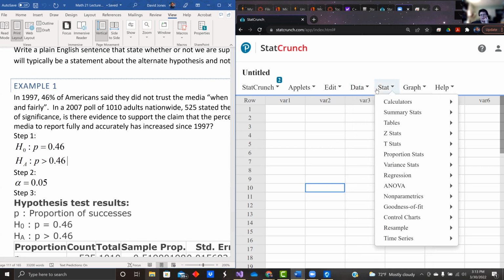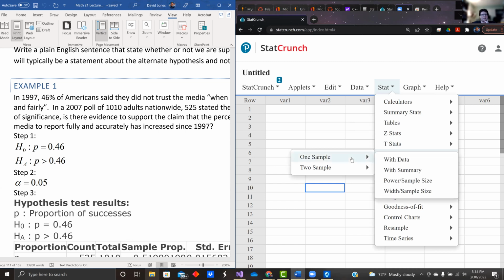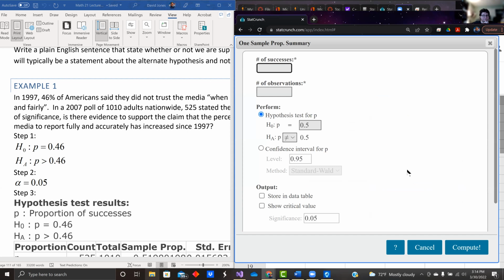So we're going to go in, we're going to go stats, proportion, one sample. Again, we have summary, so we're going to use summary. Since the successes was did not trust, we're going to use the 525 that did not trust. And N was 1010, like they gave us here.